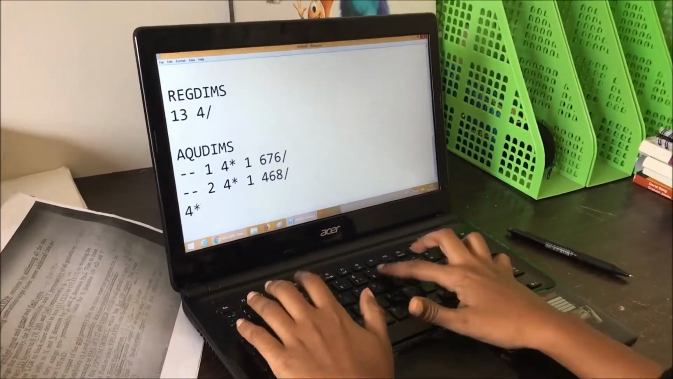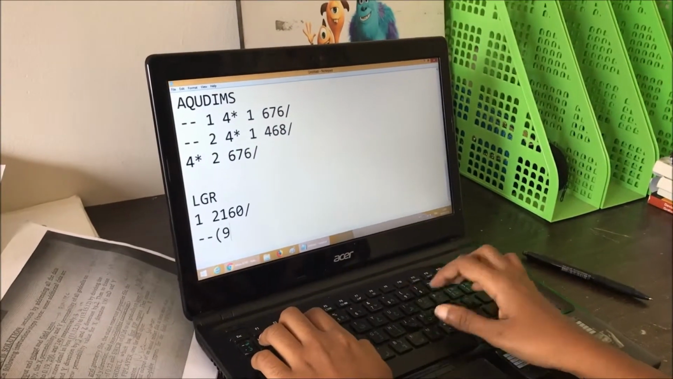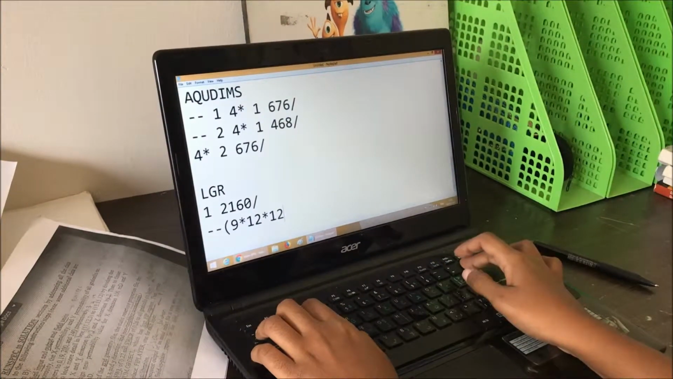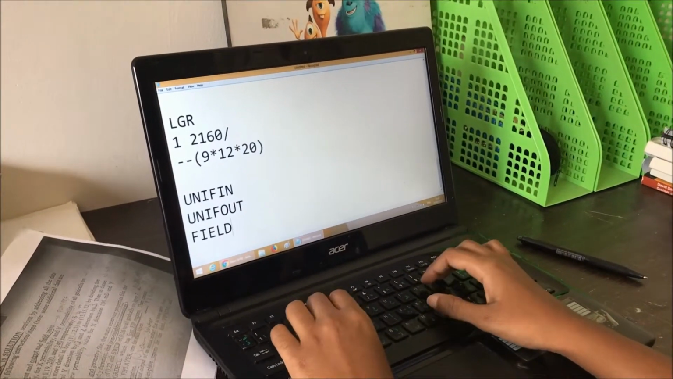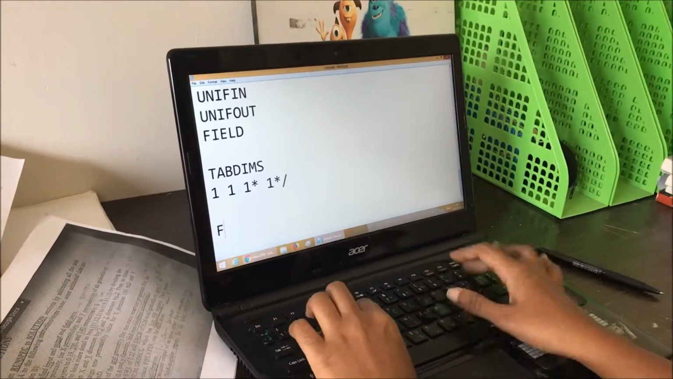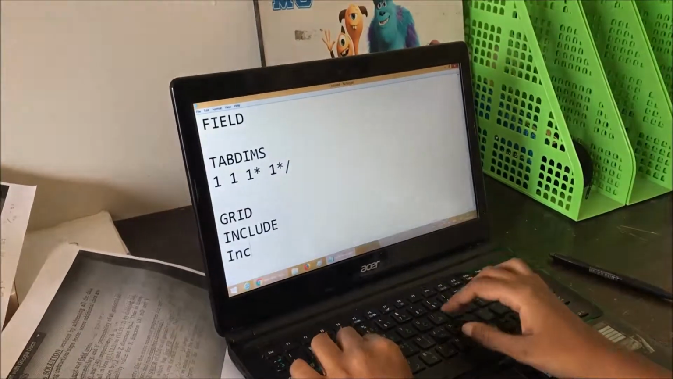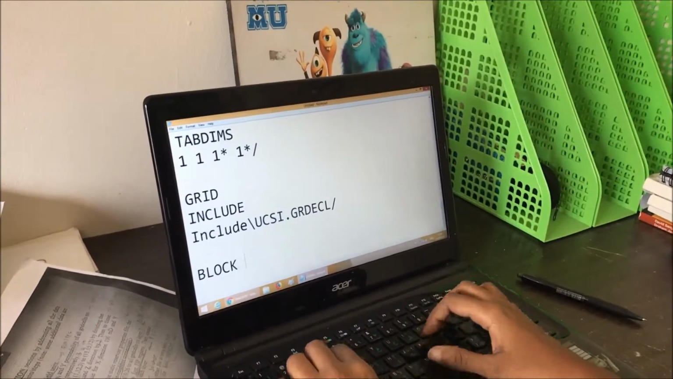And then your AQUDIMS, we have 2 aquifers, 667, 676, and 468. The reason we got those two numbers is because we have the east direction, x times z, and the south direction, y times z, and we take the bigger value and input it down. My 4-star is actually for default, for LGR. And then you have the 3 commands that the question asked you to state, which are UNIFIN, UNIFOUT, and your FIELD. And then you have your TABDIMS.